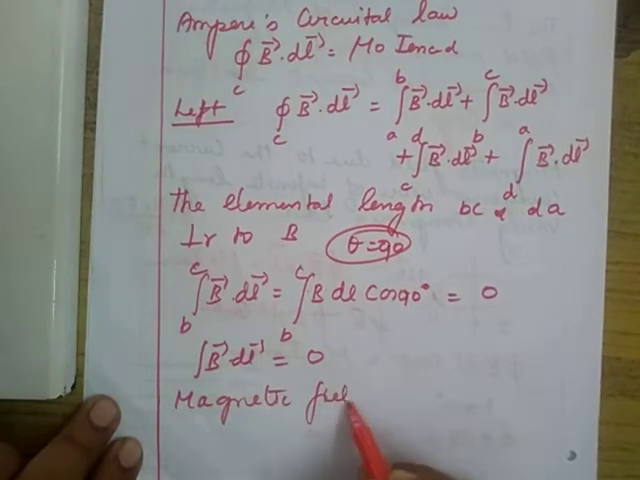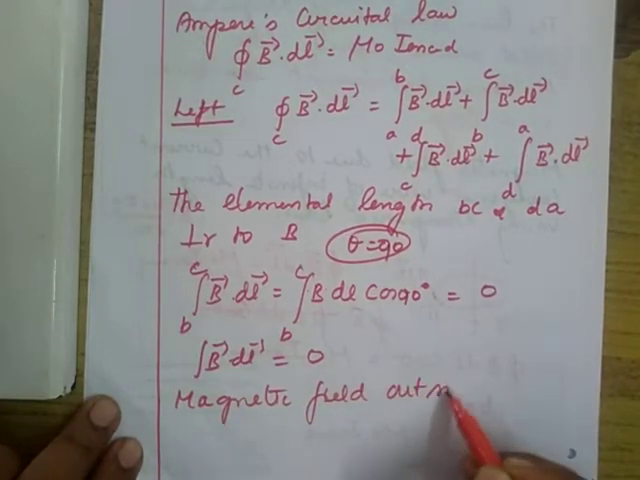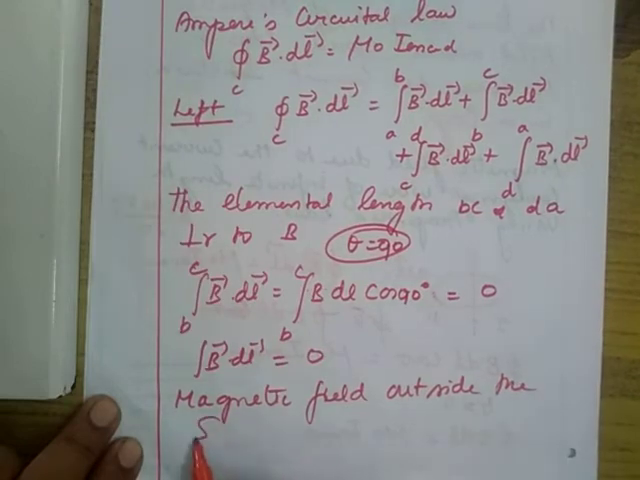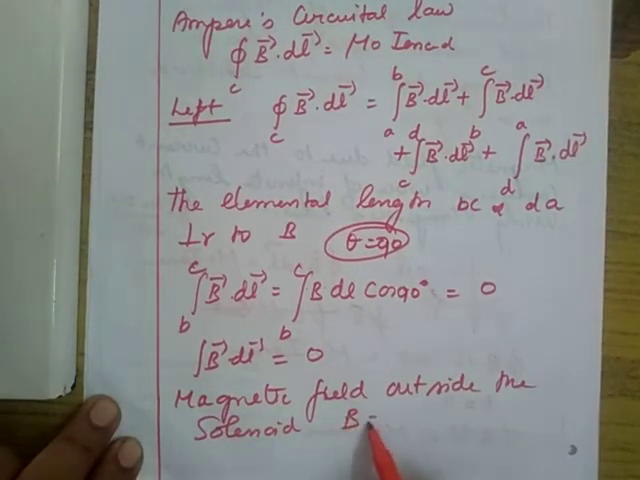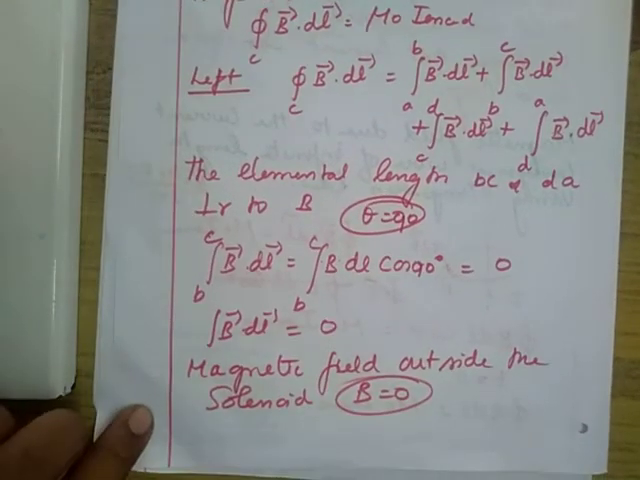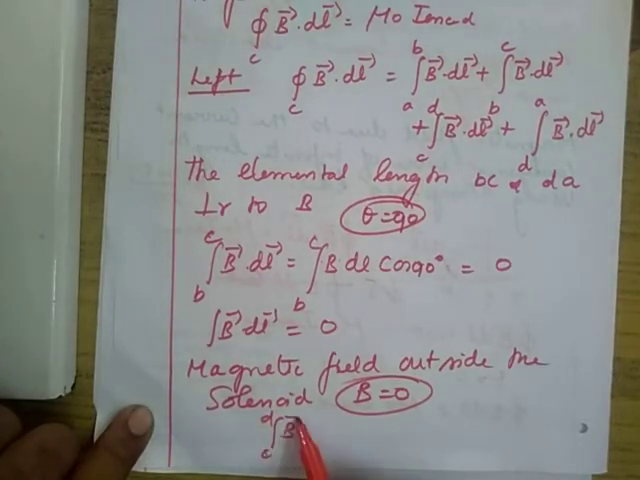Magnetic field outside the solenoid is 0. Okay, for that case, then the third term, the integral from C to D of B vector dot dl vector, is also 0.